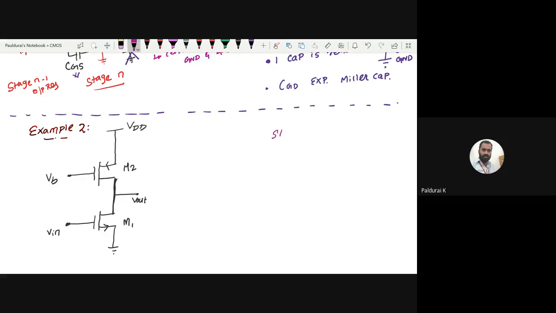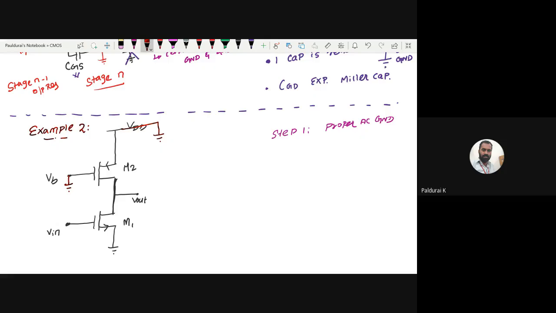What did I say is the first step? Step 1, proper AC ground. Proper AC ground in the sense, this time this biasing voltage must be connected to ground. This VDD must be connected to ground. My AC ground you can do by yourself, just for our understanding. It is connected to ground, that we know. So first step is over.